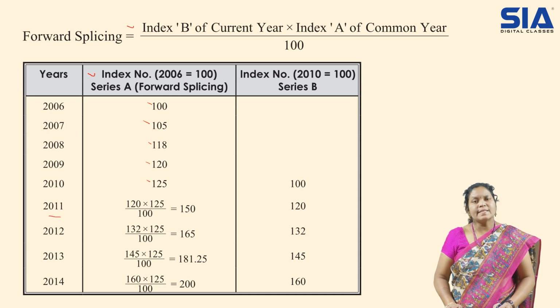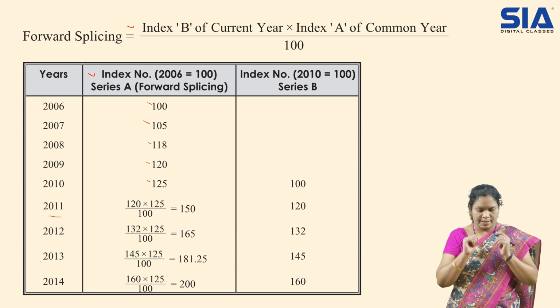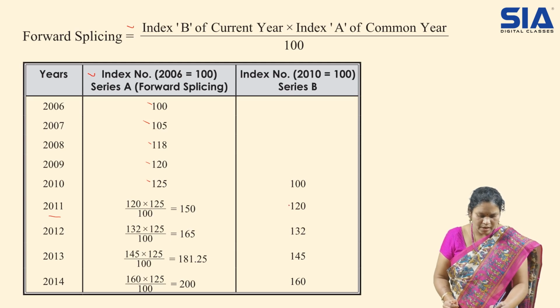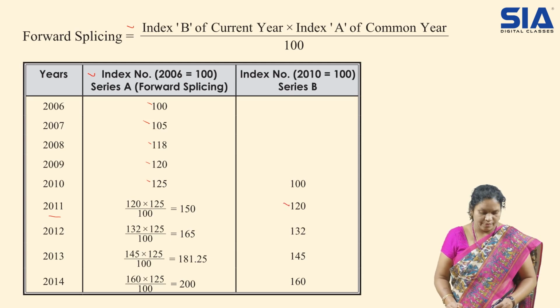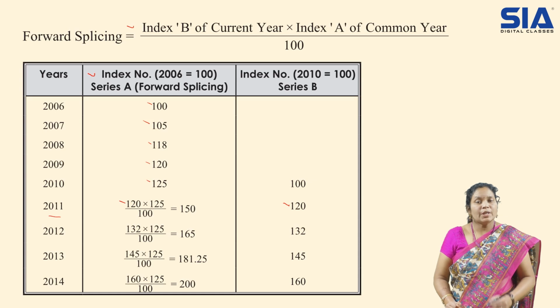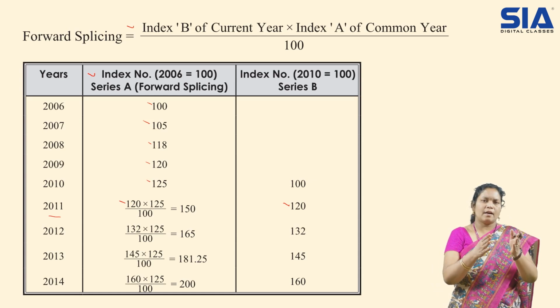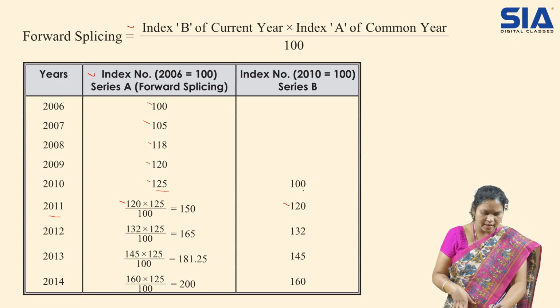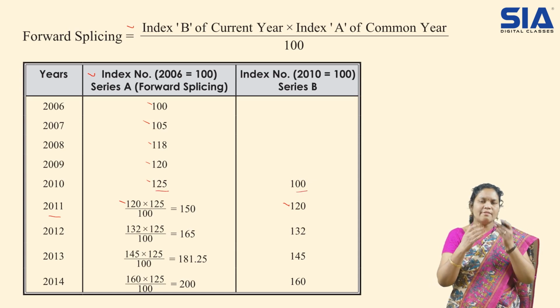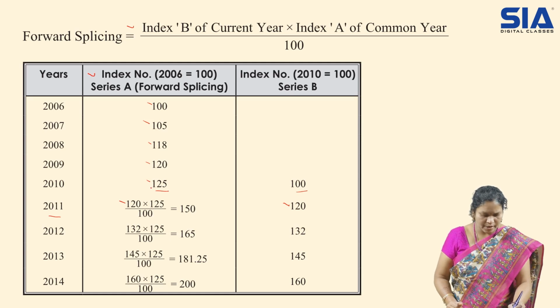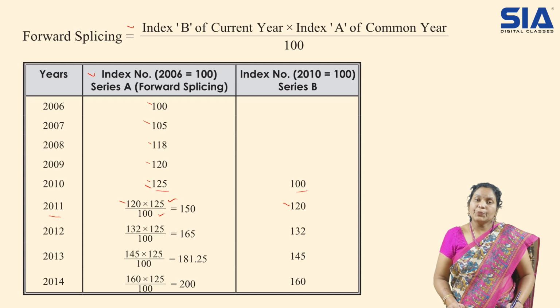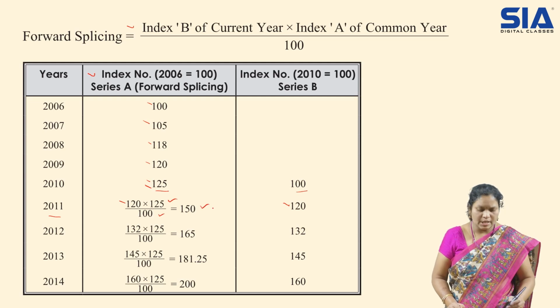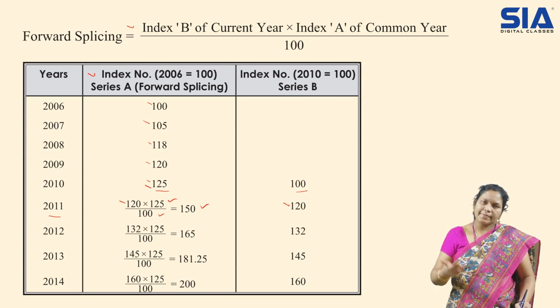So series B values will be utilized here. In series B, the 2011 value is 120. So 120 into the common year value. What is that common year? As I said, it is the year which is there in both series, like the 2010 value is there in A and B also. That particular A value becomes the common year, so that is your 125. So 120 into 125 divided by 100, as usual, gives the answer 150. In this way we'll go on for the next current year.